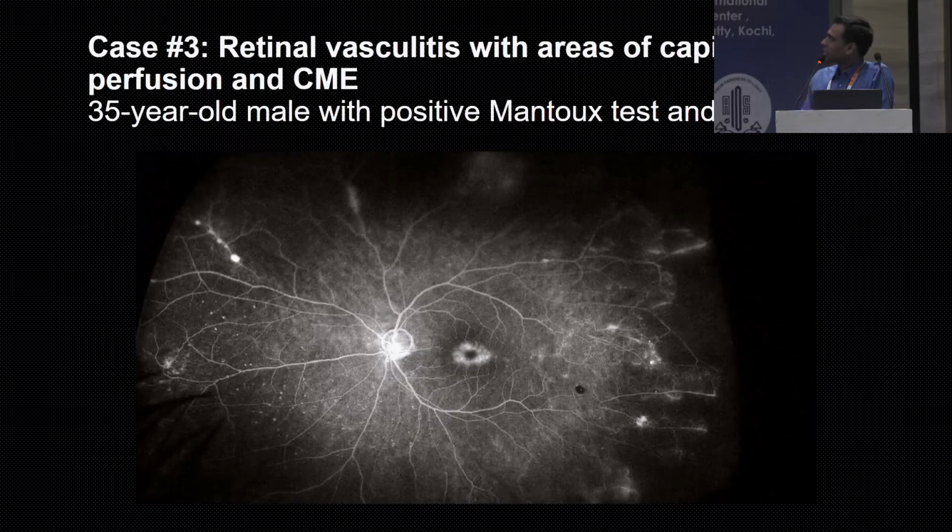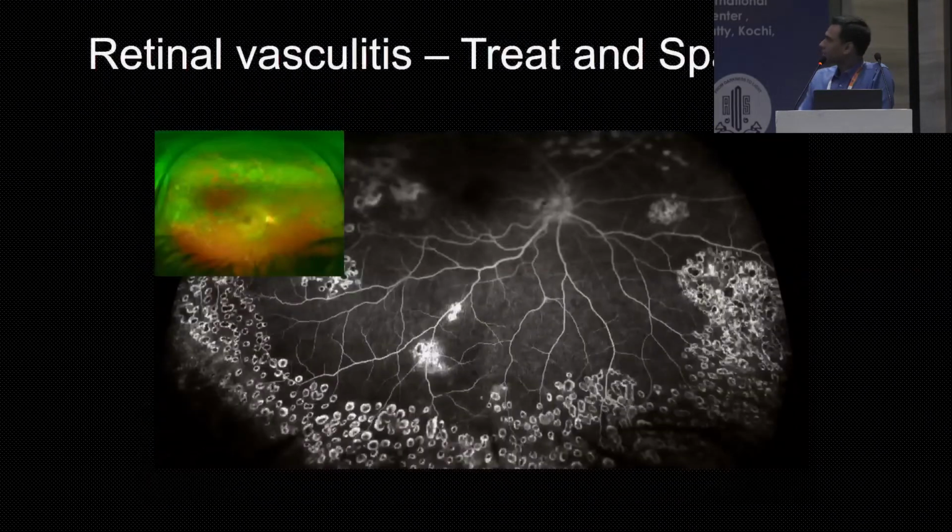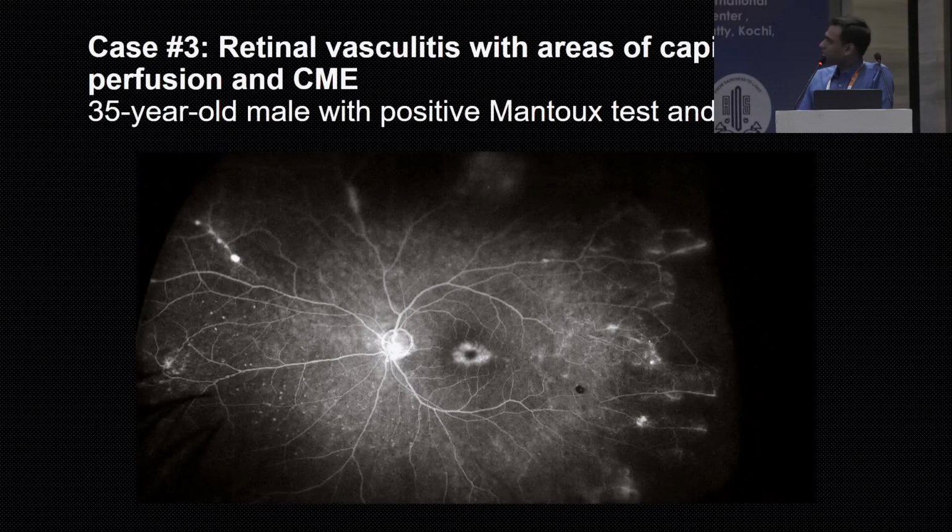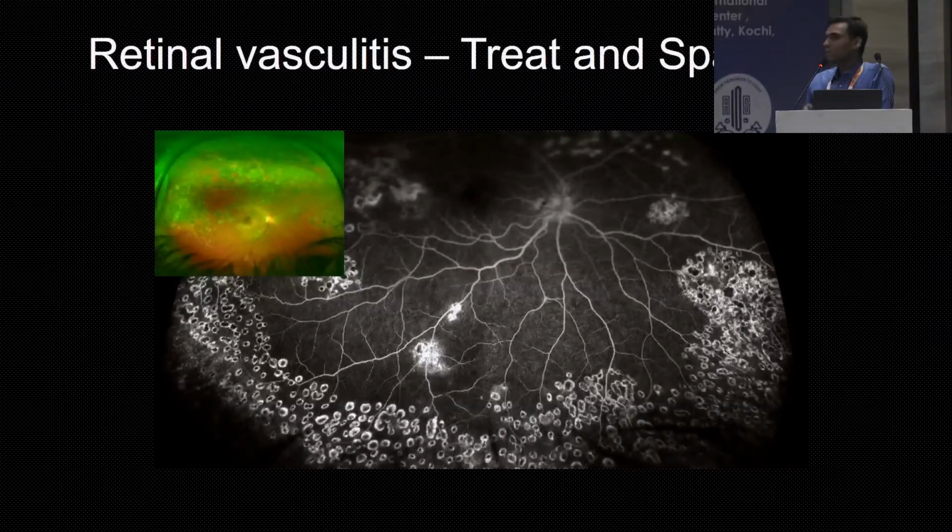Now this is another case of retinal vasculitis with areas of capillary non-perfusion. This patient was positive with MON2 and CECT chest was positive. This ultra wide field imaging technique helped us delineate the peripheral avascular ischemic areas which would otherwise be missed on clinical examination or with routine fundus photography. However, this could be visualized on ultra wide field, and selective treatment of the ischemic areas was done.